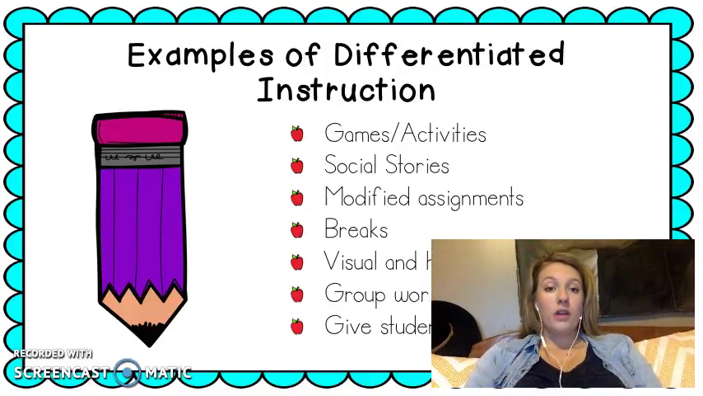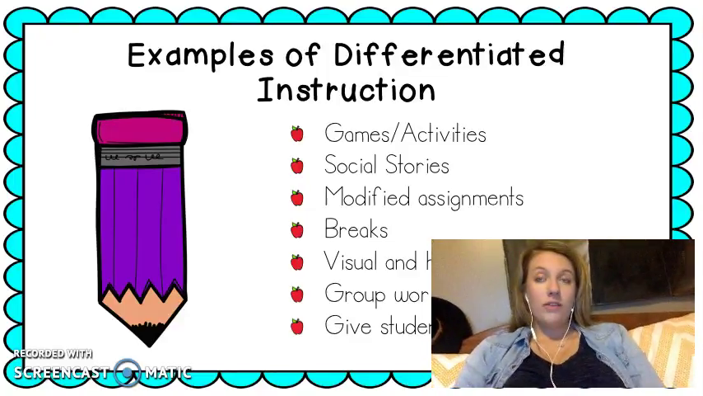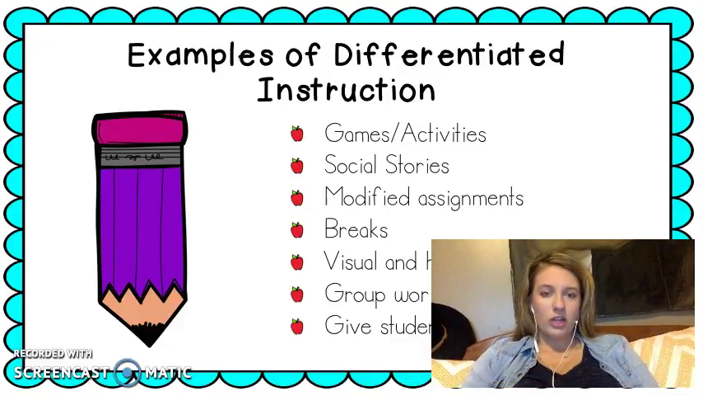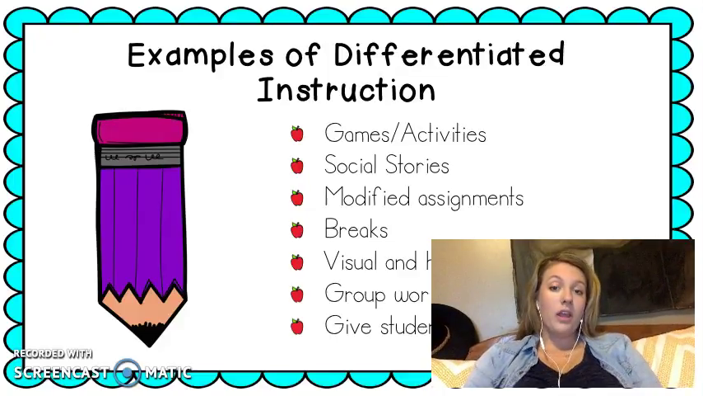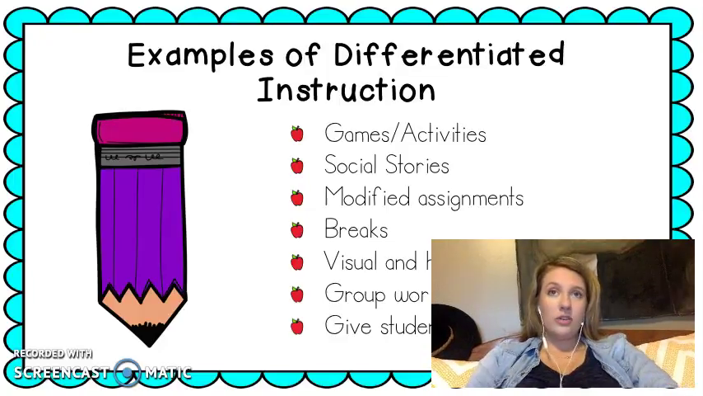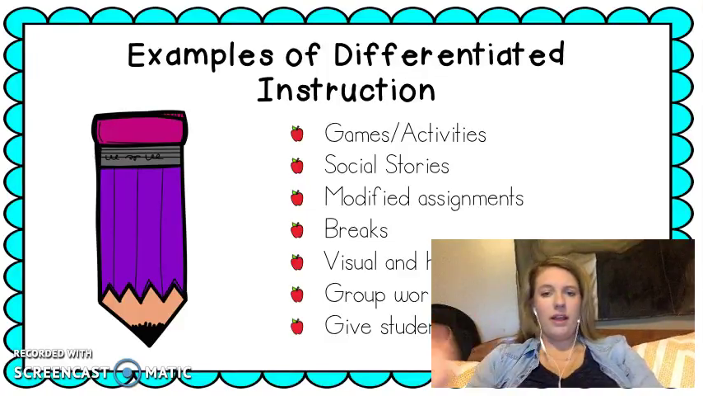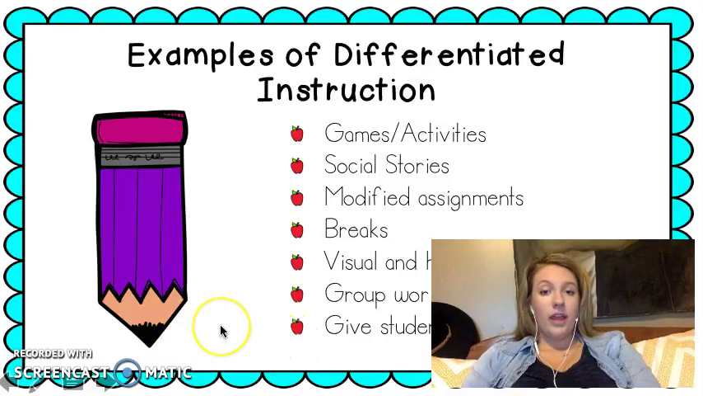So, modified assignments, again, that can be as simple as taking two choices off multiple choice questions, or even cutting down the assignment, crossing out any essay questions, just stuff like that really helps a lot. Breaks, this could be scheduled bathroom breaks, just letting the students, again, who might have a strong learning disability or just have a really hard time focusing, have that break to relax and get their mind back in focus. Visual and hands-on examples.